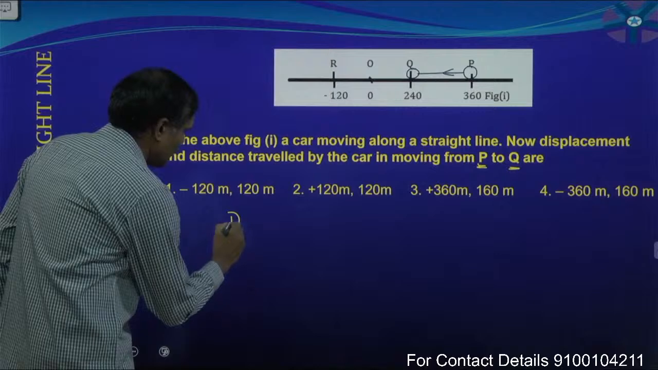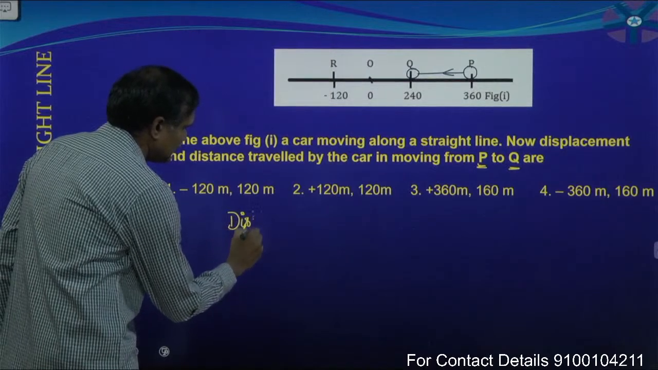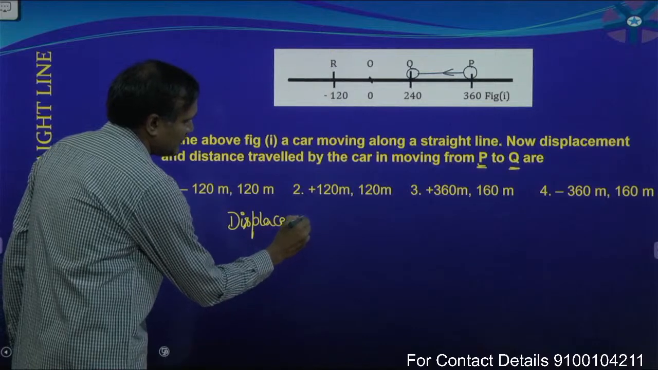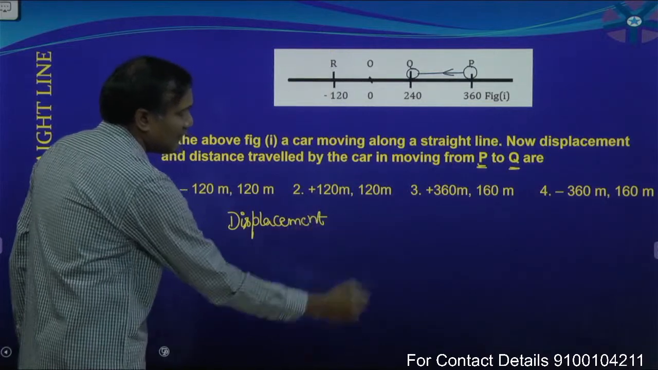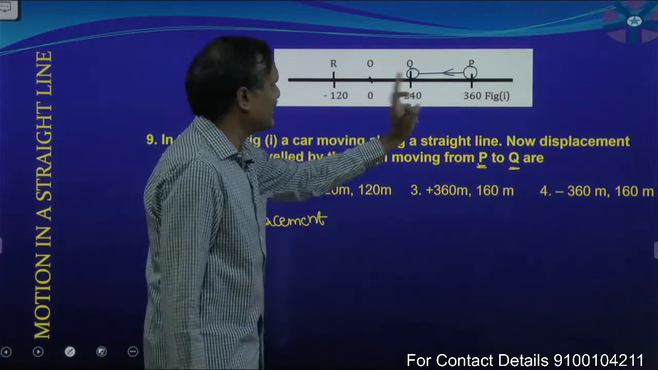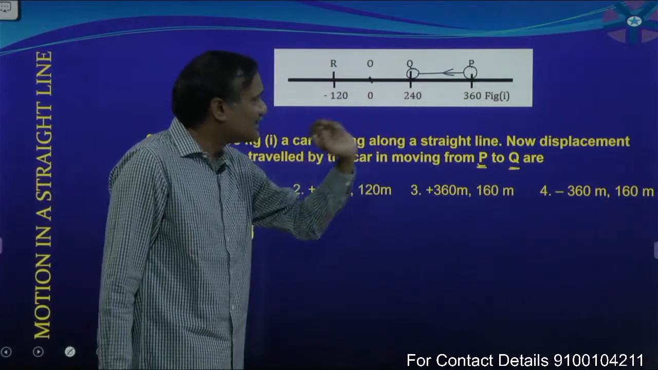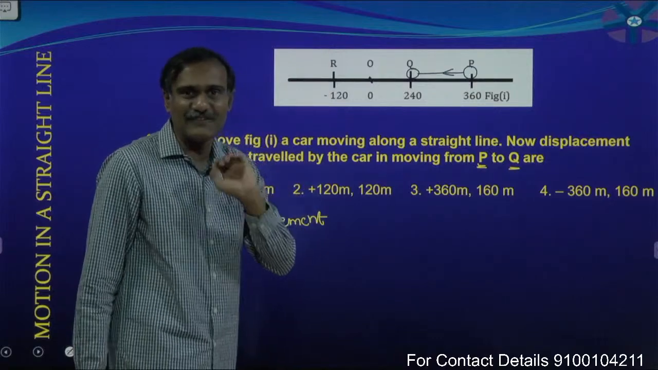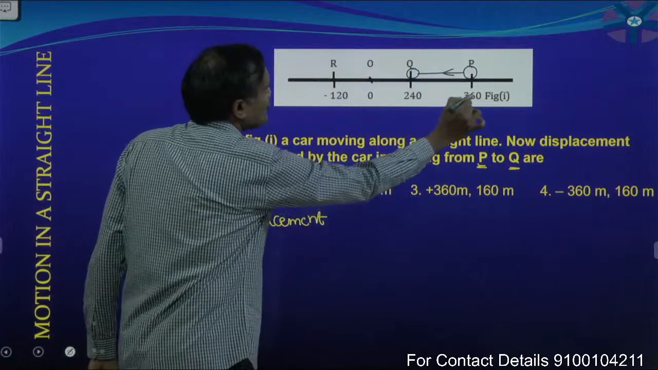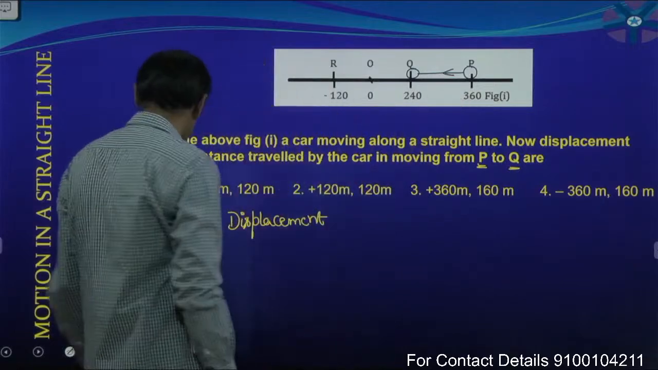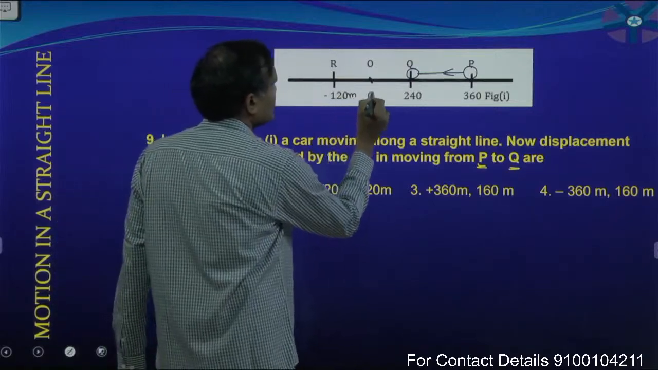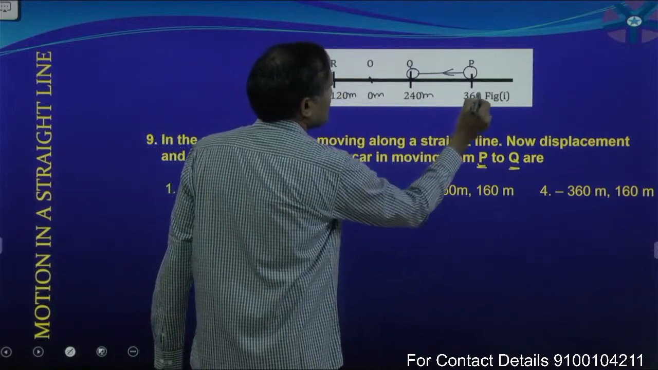Displacement. What is meant by the displacement here? Tell me what is meant by the displacement. Final position minus initial position. For this journey, what is the final position? 240 meter is the final position. I want to consider these values are in system international. Okay, I will put them also: 120 meter, 0 meter, 240 meter, 360 meter.